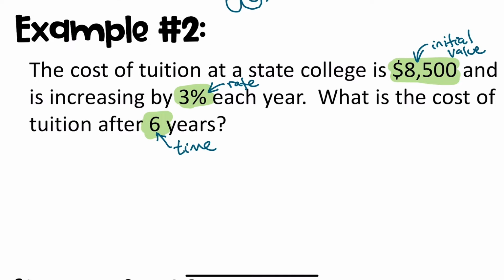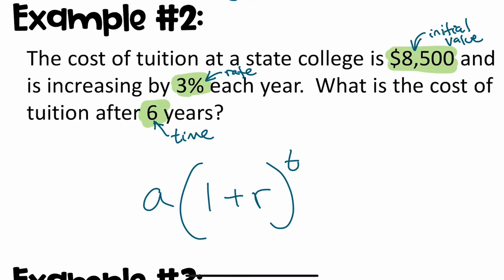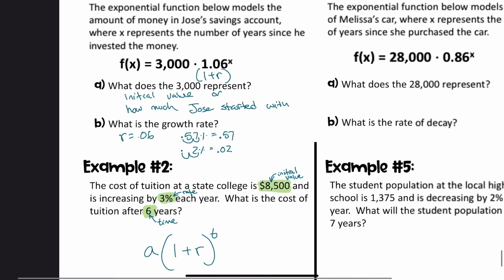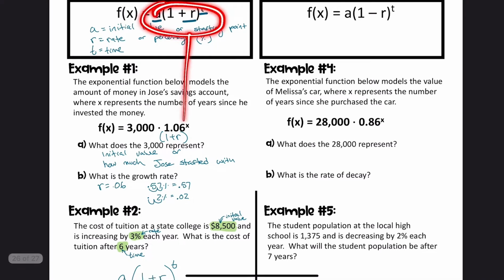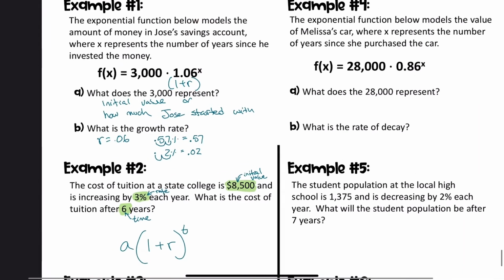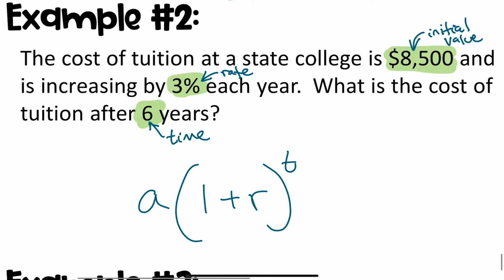Cool. So, got all of our pieces picked out. Now we're just going to put those into our formula. So we got A, parentheses, 1 plus R to the T power. That was our original function there, right here. We're just going to put that right down there. Now from here, we're just going to plug in our pieces.